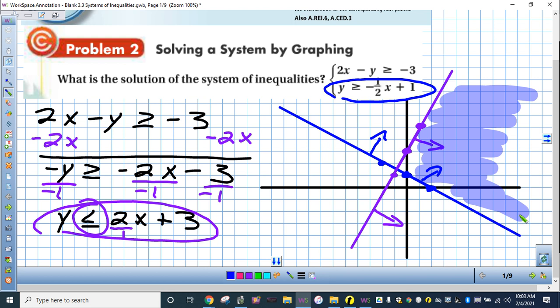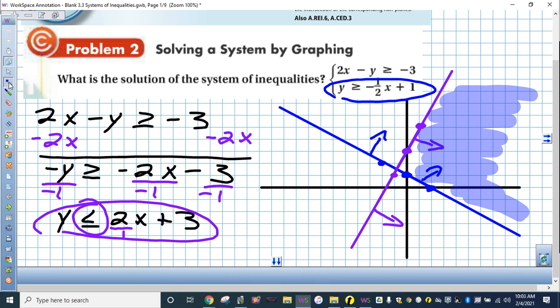You can plug in ordered pairs, you can plug in 0, 0. It's just a pain in the neck to do that. But if you get confused, you can always do that. Plug in 0 for x, plug in 0 for y. If you get a true statement, you shade towards 0, 0. If you get a false statement, you shade away from 0, 0. That's all.